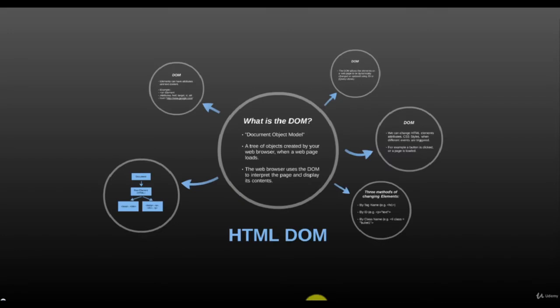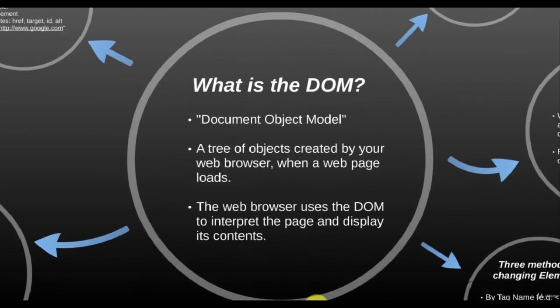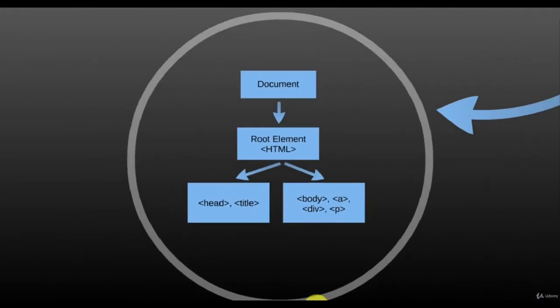An important concept to understand before moving into JavaScript and jQuery is the document object model, or the DOM. The DOM is best defined as a tree of objects created by your web browser when the web page loads. Your web browser uses the DOM to interpret the page and display its contents. Let's take a look at the model illustrated as a flowchart. At the top of the model hierarchy, we have our actual HTML document. For example, index.html or main.html, whatever the case may be.